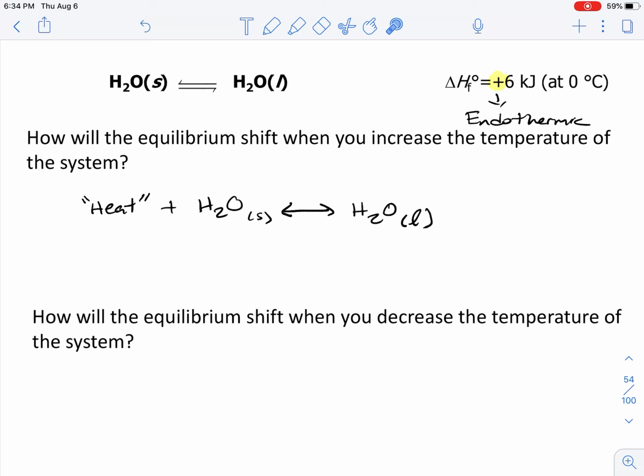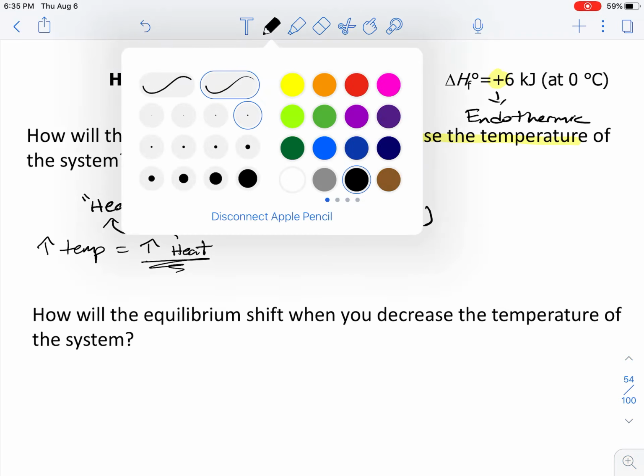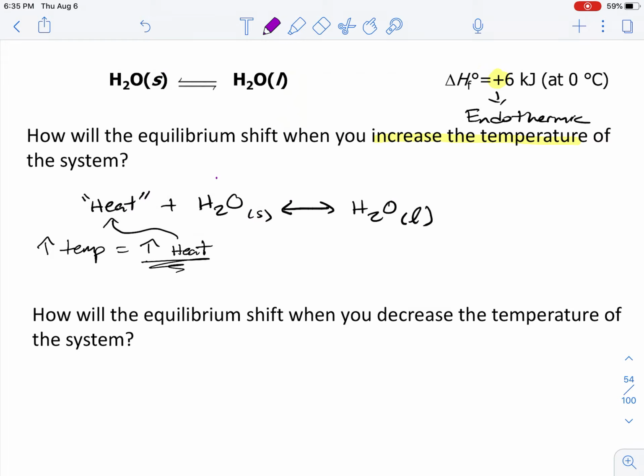Now we're going to apply the change in temperature, so we're increasing temperature. When we increase temperature, we increase heat, so we treat the increase in temperature as an increase in heat. Therefore, the shift in equilibrium will be towards the side of the product. So equilibrium will shift to the right.